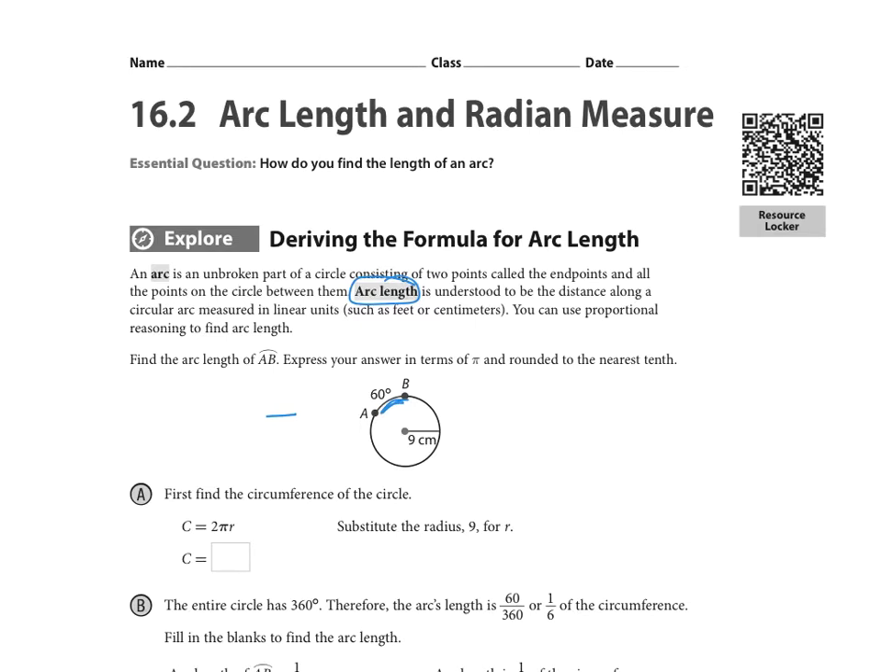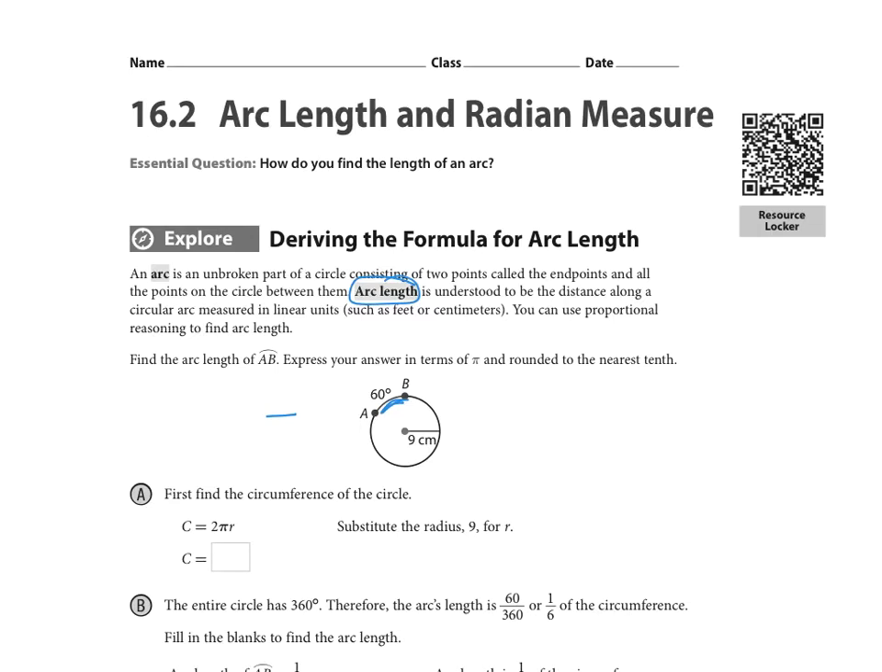So again, measure is not the same as length. That's really important to get. Measure is measured in degrees, and length is going to be measured in linear units, so centimeters, feet, millimeters, whatever.